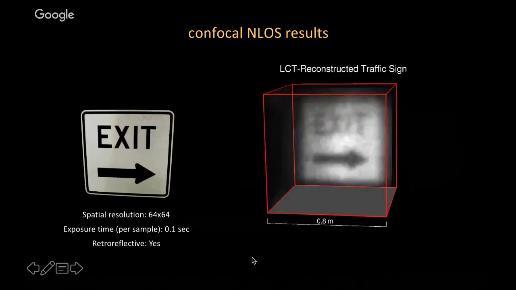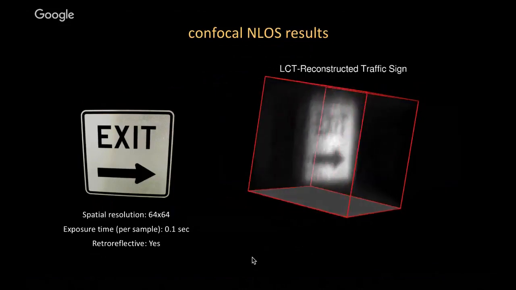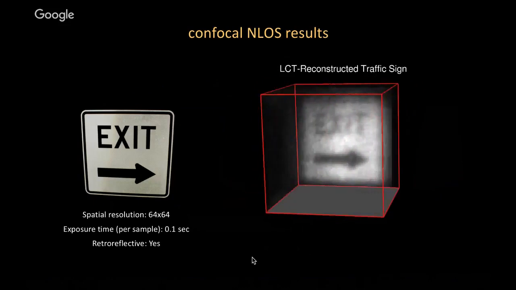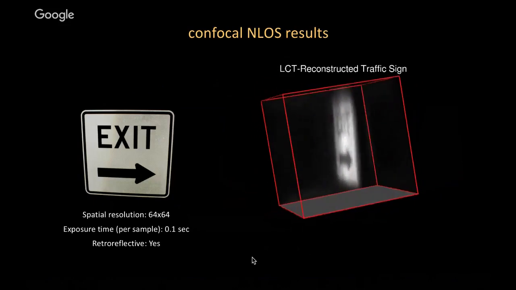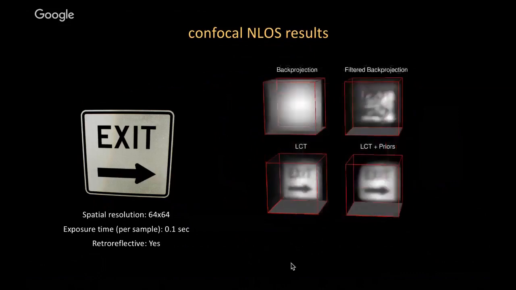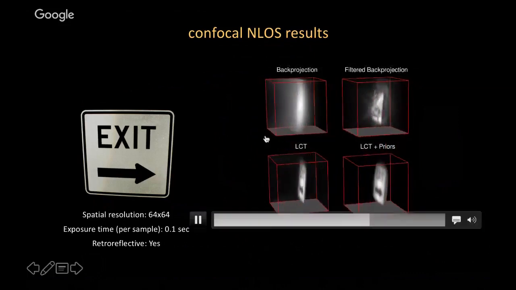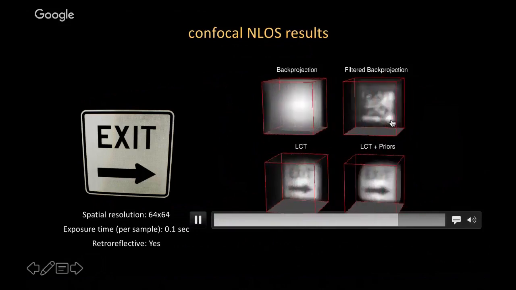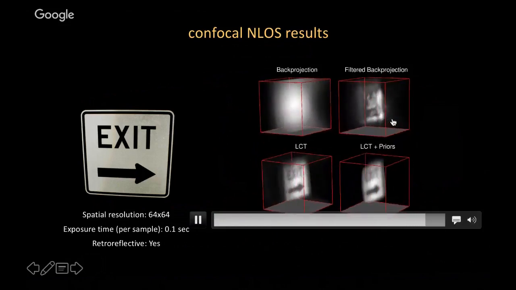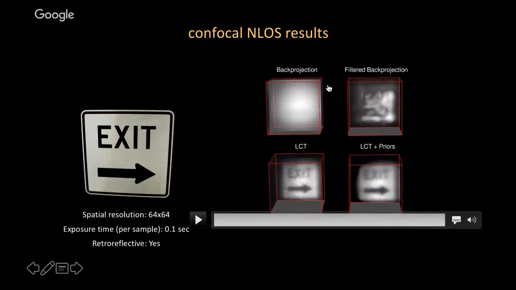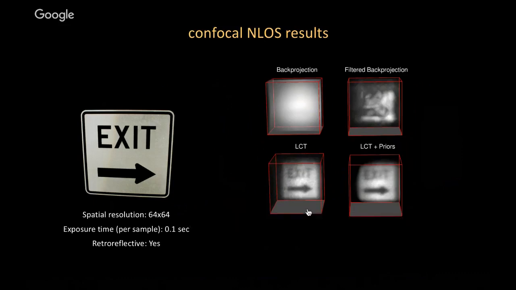Here's an example of an exit sign that we also scanned. This is the same exit sign that David was holding up when we're showing off the raw histograms captured for non-line-of-sight imaging. And here's a comparison between a variety of different methods. So back projection and filtered back projection were the initial approach to solving this non-line-of-sight problem. And not only does it give you poor results, meaning that you can't even read out the letters on this exit sign, but it takes about 10 minutes to produce these results. Whereas by expressing this problem as a convolution problem, we can solve this very, very quickly. 1 second in software, milliseconds on a GPU.